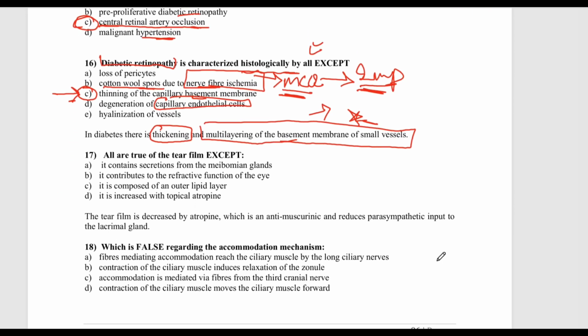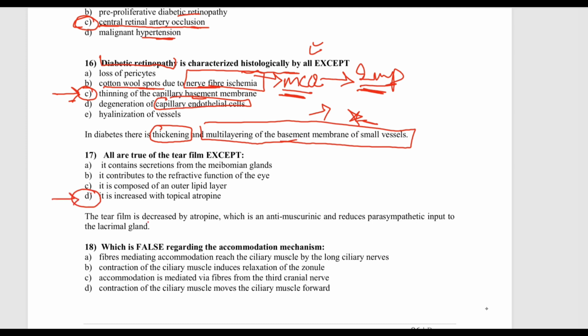The next question is: all are true of the tear film except. The options are: it contains the secretions from the meibomian glands, it contributes to the refractive function of the eye, it is composed of an outer lipid layer, it is increased with topical atropine. So the correct option here is D, it is increased with topical atropine.